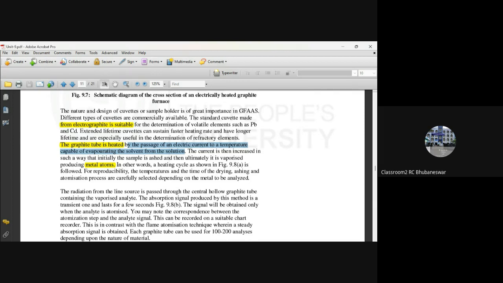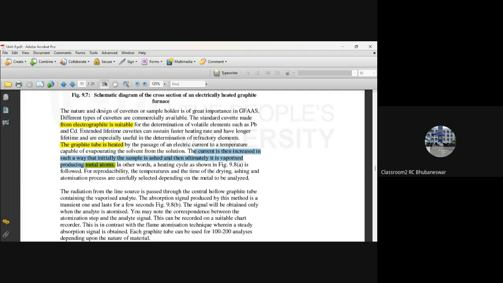You can just tune it accordingly by seeing what kind of sample you are using. If it is refractory elements, you need more temperature. If you are having good enough volatile materials, volatile elements, then you need less temperature. Then the current is increased in such a way that initially the sample is dried and then ultimately it is vaporized, producing the metal atoms.